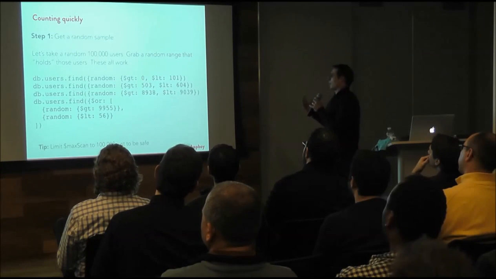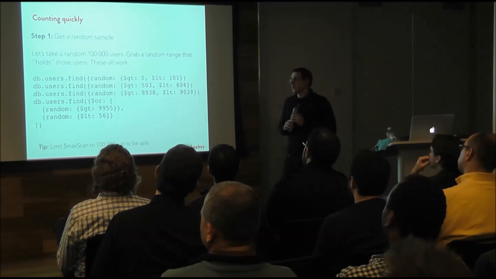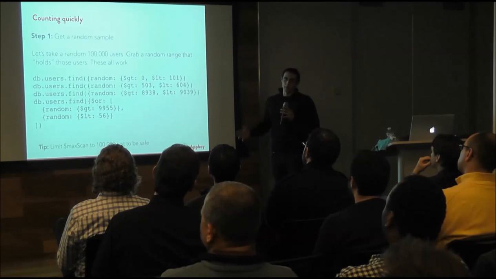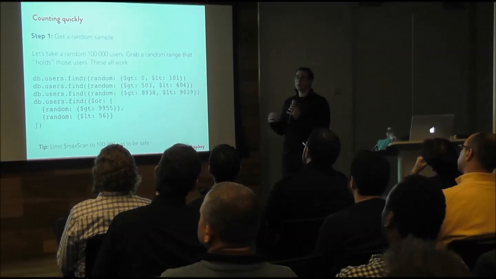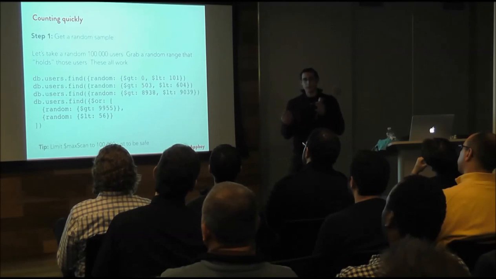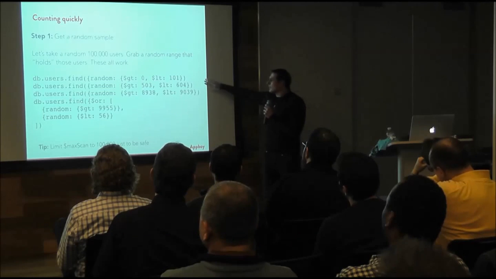Now what we'll do is get our random sample. I'm going to take a random 100,000 users, and that's what we're going to look at. So we can take a random range that holds all those. Remember, each bucket holds 1,000 users, so if I want 100,000 users, I should look at about 100 buckets. I can also choose this randomly, just to keep with the fun. So any of these kinds of buckets work.